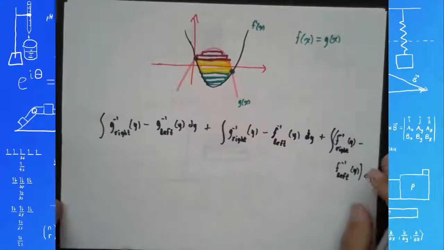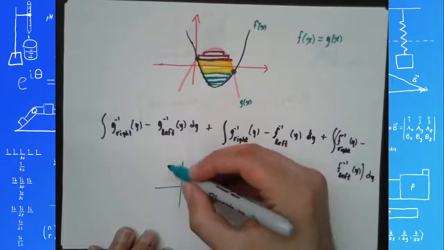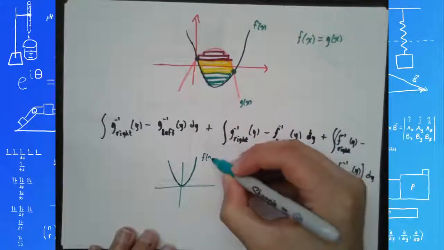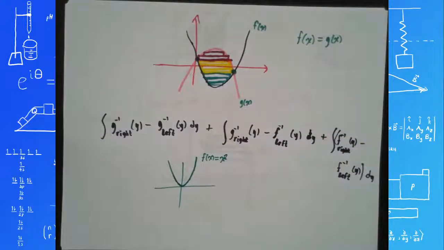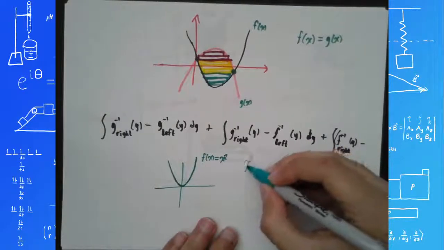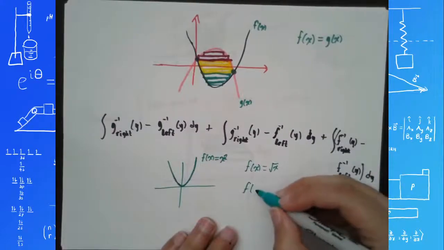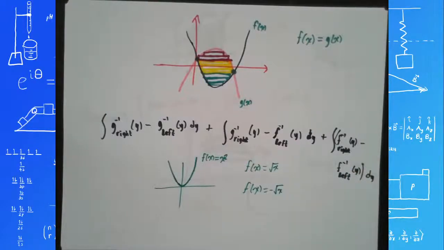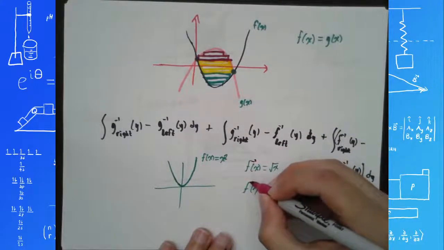So what if I had, let's do a simple one, f of x equals x squared. It's got 2 inverse functions. One of its inverse functions is f of x equals square root of x. What's the other one? It's f of x equals negative square root of x. I should say f inverse of x here.